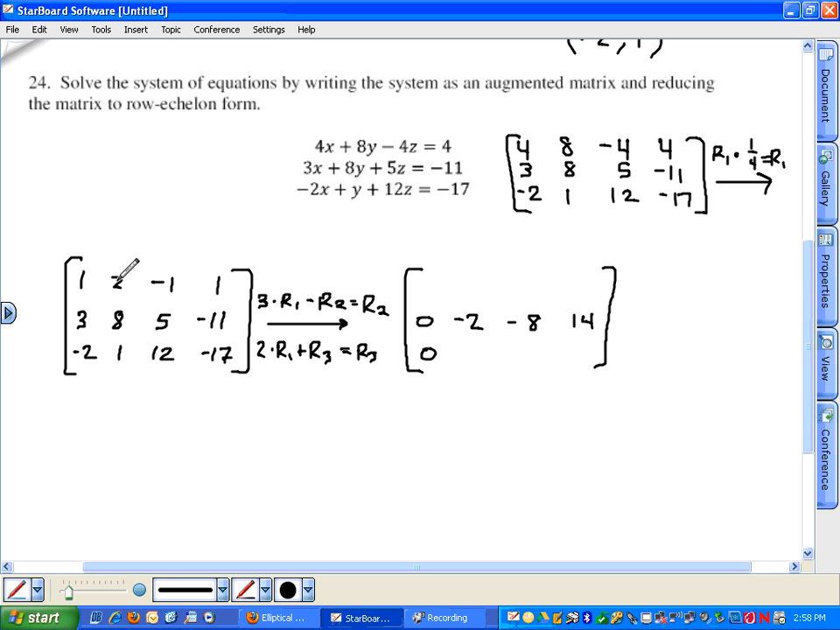2 times row 1 is 4. 4 plus this 1 is 5. 2 times row 1 is negative 2 plus 12 is 10. And then 2 times row 1 is 2. 2 plus negative 17 is negative 15.